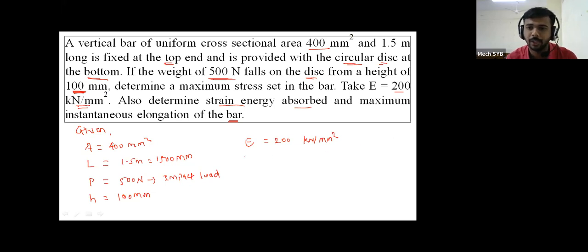Kilonewton per mm square. We want this E value in the form of Newton per mm square. The mm square is already given, so we only have to convert the kilonewton value into Newton. So what I will do: 200 into 10 raised to 3 Newton per mm square. Then we have to calculate the stress due to the impact loading condition, the strain energy stored or absorbed in the rod, and delta L also. So these are the parameters we have to calculate.